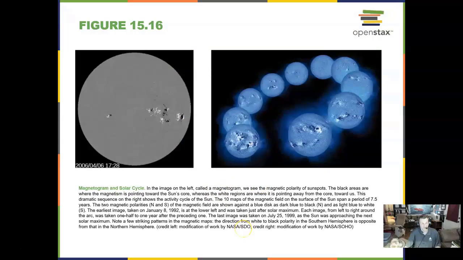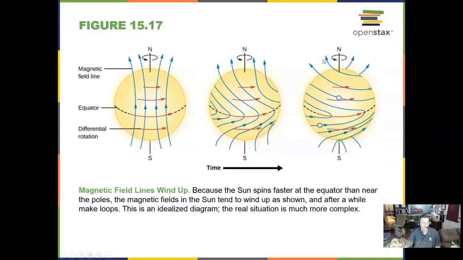This is a series of images of the Sun over the course of many years. And you can see it's active and not active over the course of an 11-year cycle. Well, there are magnetic field lines to the Sun, just like we have on Earth, except in the Sun, these lines get twisted up, and that helps form the sunspots.